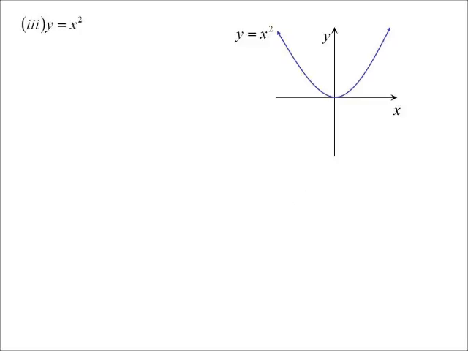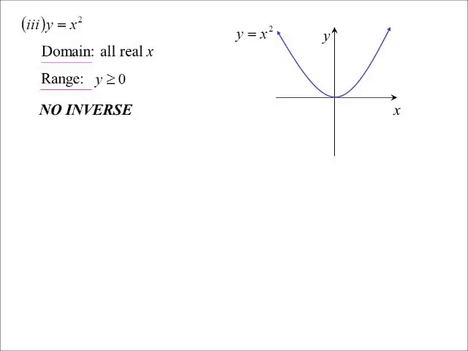Now this one is good for what I was talking about, restricting the domain. We know y equals x squared doesn't have an inverse. Domain's all real x, range y greater than or equal to 0. But we want to find an inverse function we can use, so we're going to restrict the domain. I've chosen x greater than or equal to 0. Because of that, the range will still be y greater than or equal to 0, so I've managed to capture the whole range.